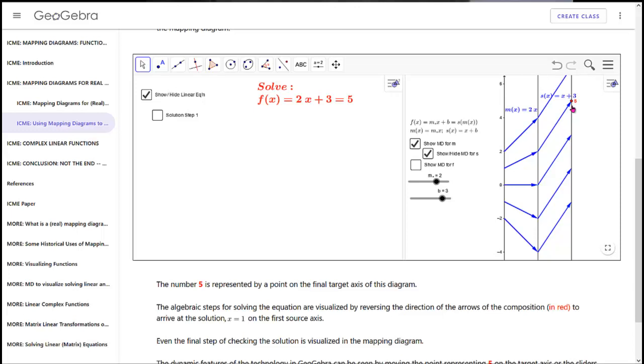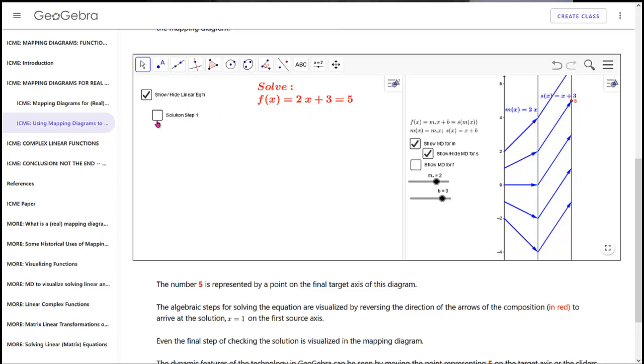The number 5 is already showing up in our diagram in the target because that's what we're hoping to find as the result from the appropriate x being put in to give us the number 5, which we can see back here on the diagram should be over here at the number 1. But let's go through the algebra and visualize that.